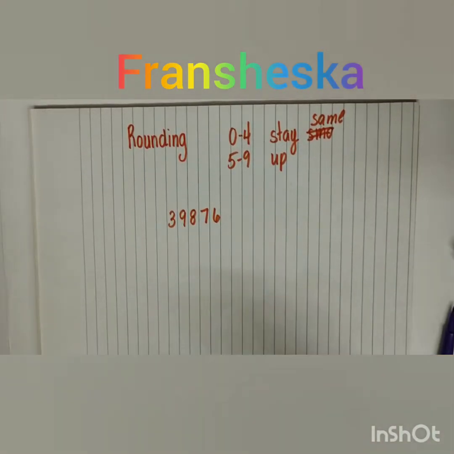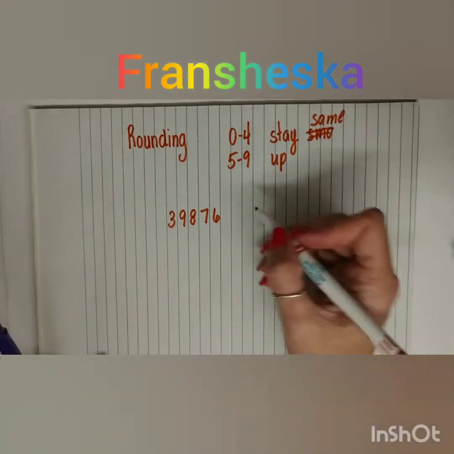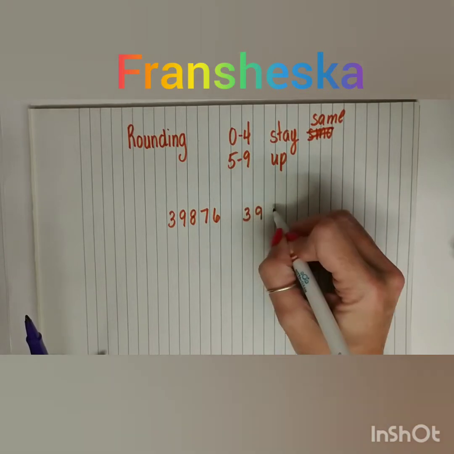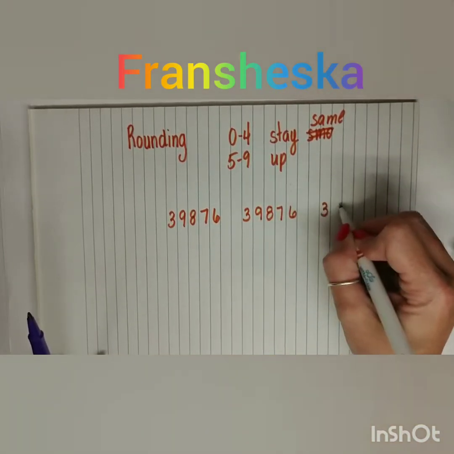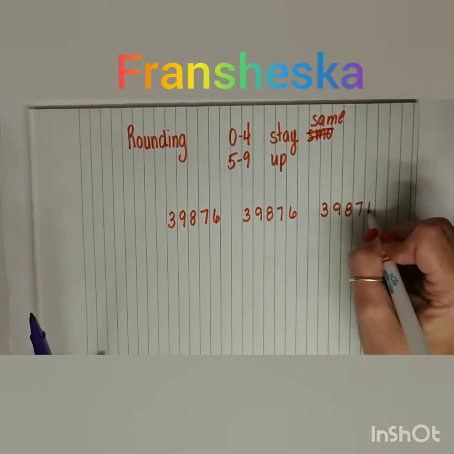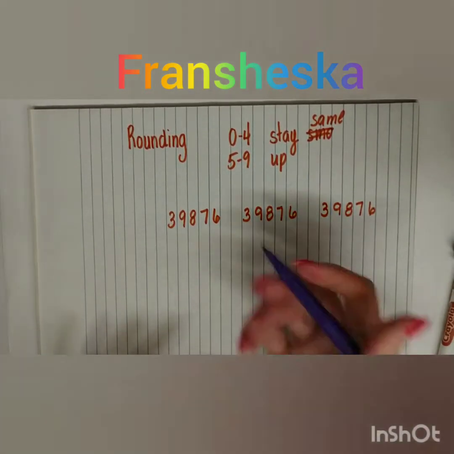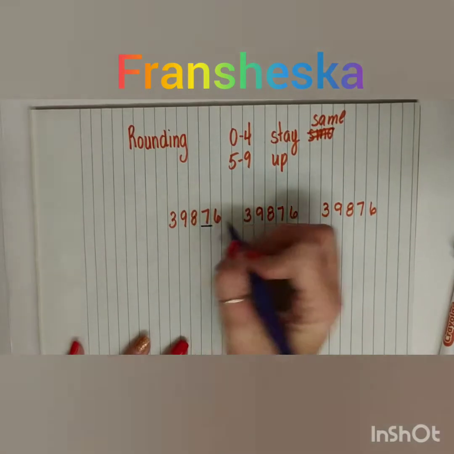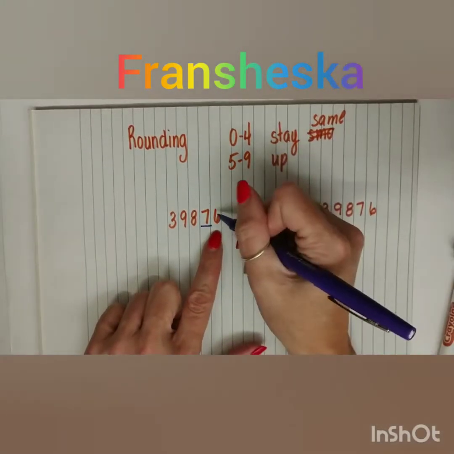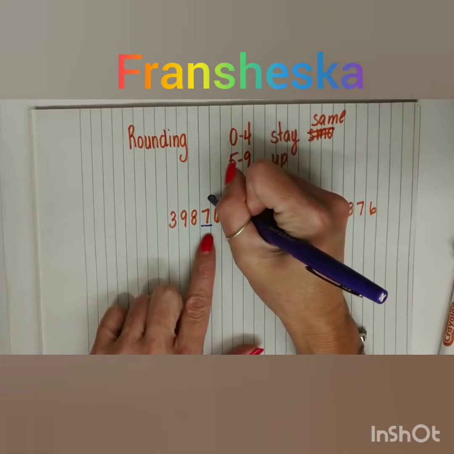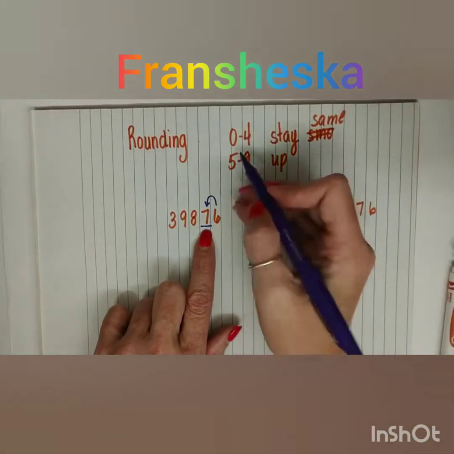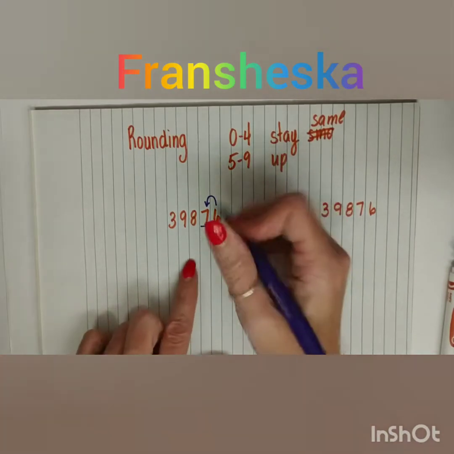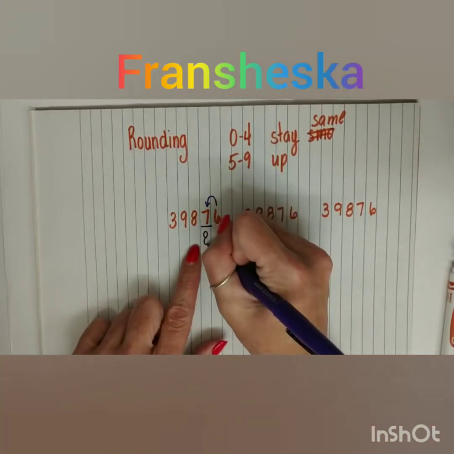39,876. All right, I'm going to write it a couple of times actually. 39,876. Okay. So I'm going to round to the tens place. So I'm going to look to my one place value to the right, and that's going to tell me, does that 7 stay the same or go up 1? So the rule is 5 to 9. This is a 6, so that means it goes up 1.